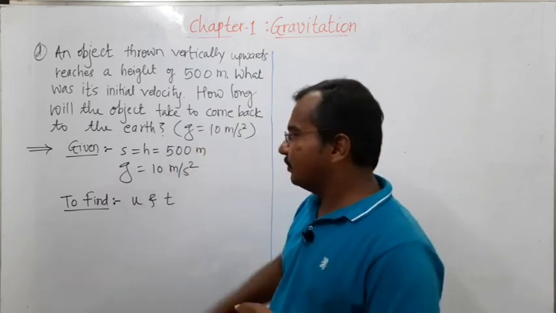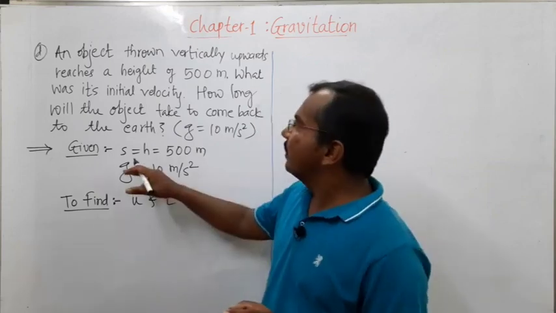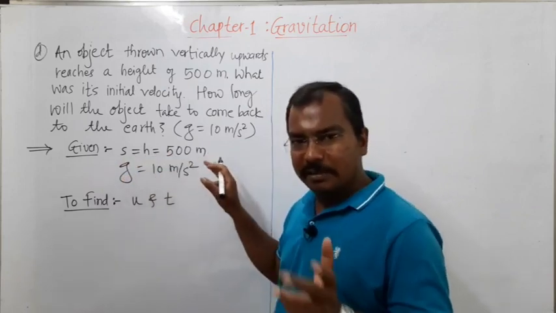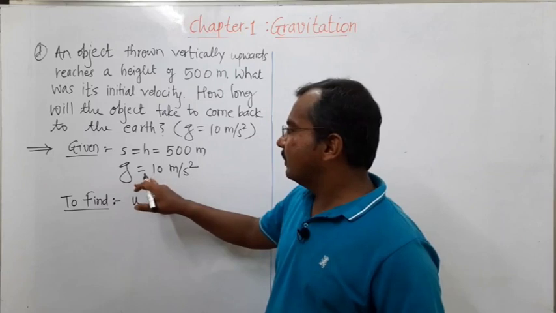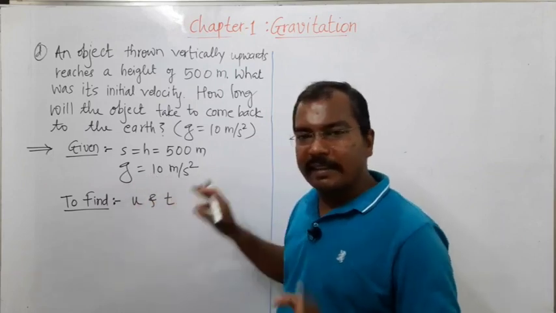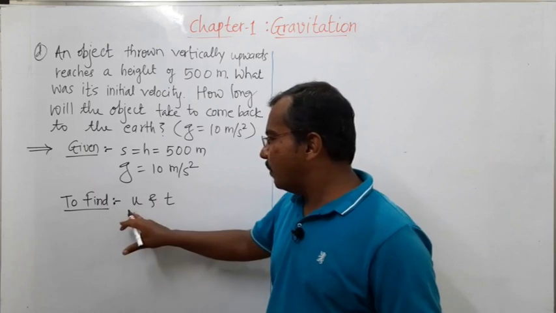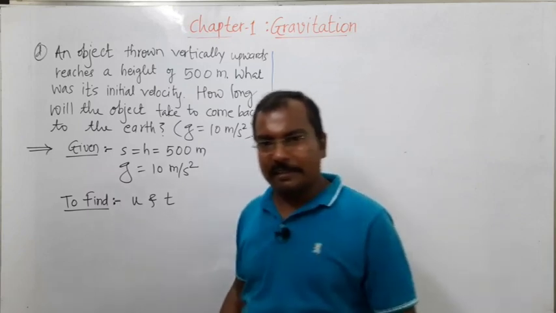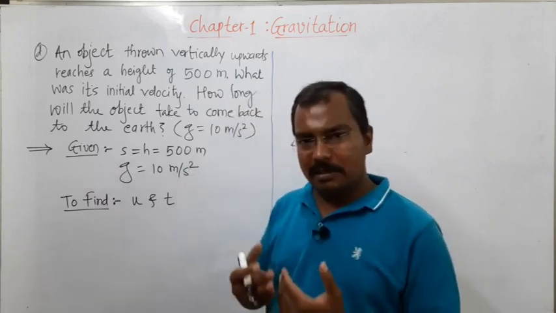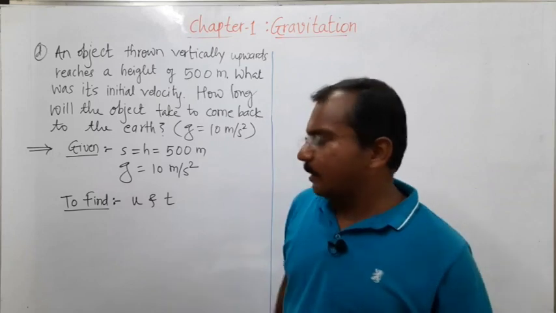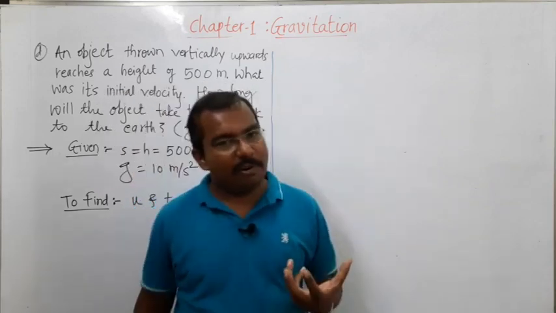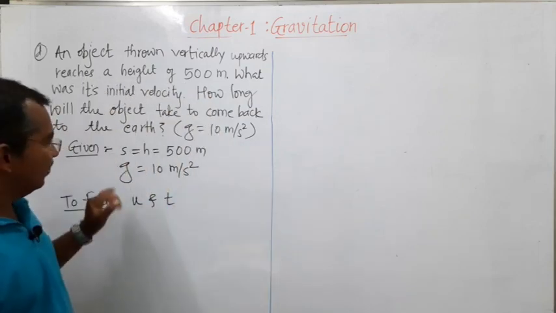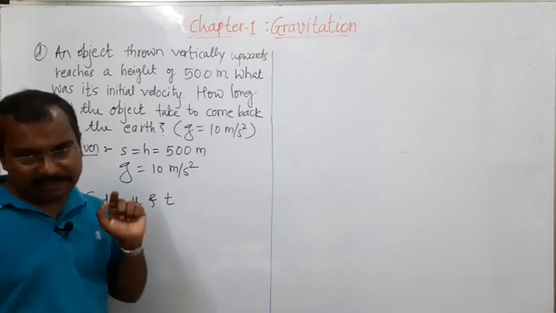We read the problem carefully. What are the things given? Height is given, S is equal to H is equal to 500 meter. You can use S or H. And g is given 10 meter per square second. This is the acceleration due to gravity. We have to find the value of u and the value of t. u is the initial velocity while going up, and how much time it takes to come back down, that is t, has to be calculated. So which formula will we have to use for this? The distance is given and g is given, the acceleration is given.